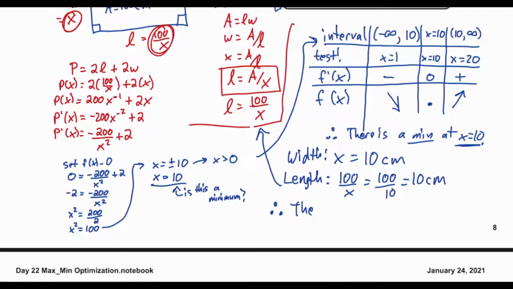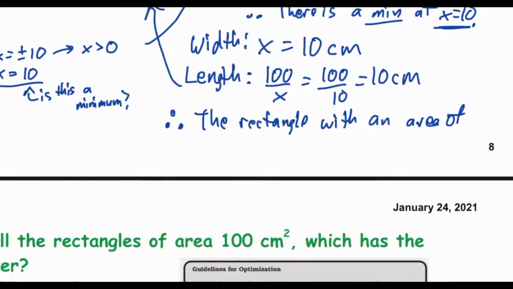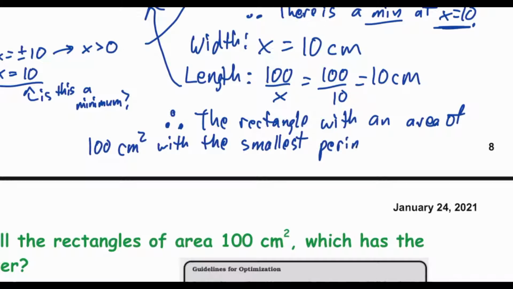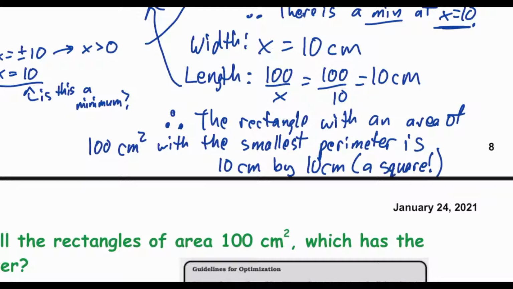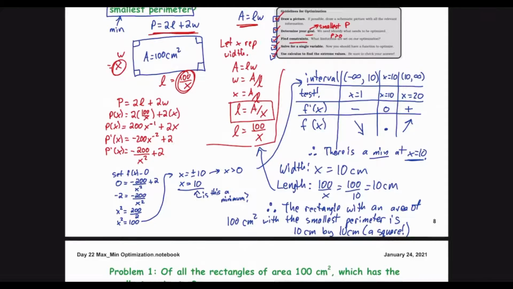the rectangle with an area of 100 centimeters squared with the smallest perimeter is 10 centimeters by 10 centimeters, or in other words, a square. And you've probably seen before that if we have to optimize our perimeter for a rectangle, it is going to be a square. All right, there we go.